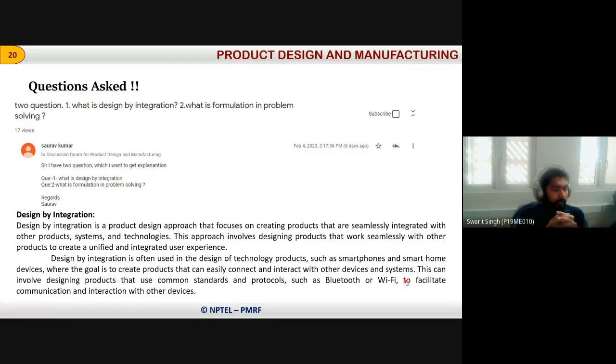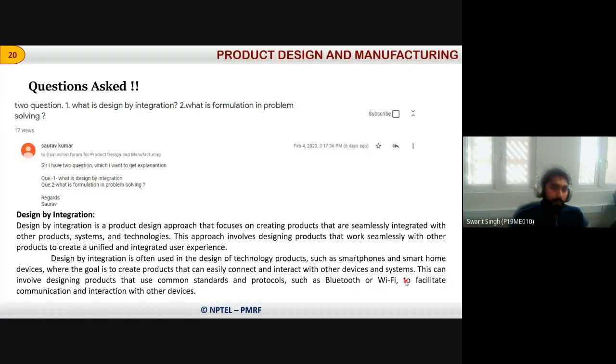So in design by integration, we are integrating different new techniques so that it can integrate all the functionality and can work with other devices also. So this is what design by integration means.